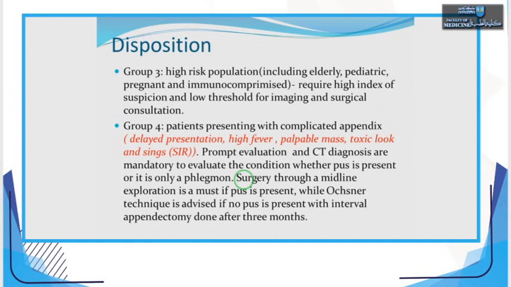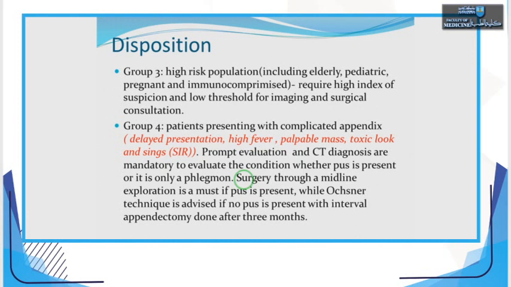Group 3, high-risk populations, including elderly patients, pediatric, pregnant women, or immunocompromised patients, require a high index of suspicion and a low threshold for imaging. That means that you image as soon as possible, and surgical consultation and surgical intervention.